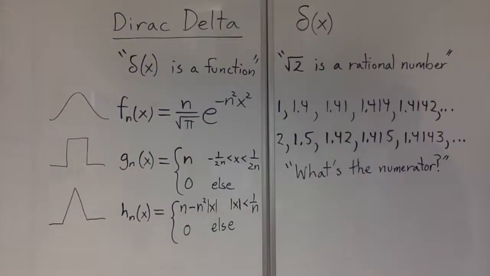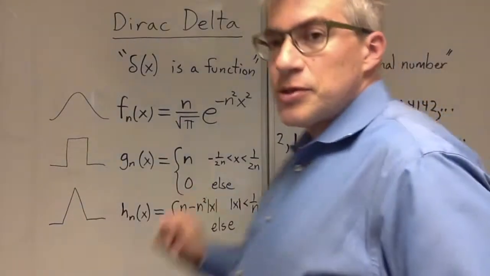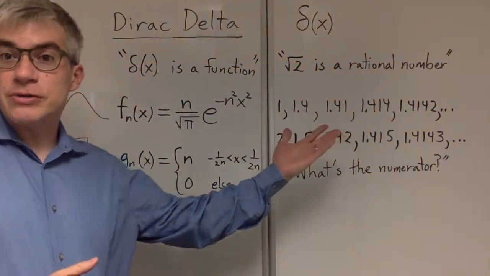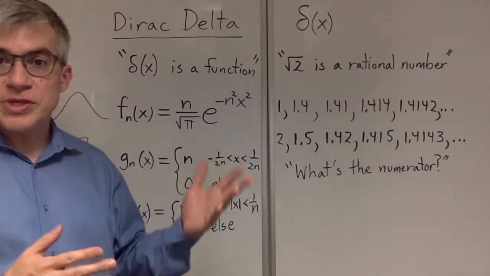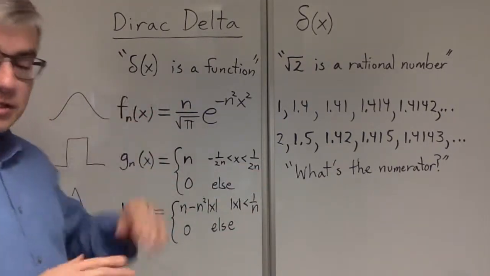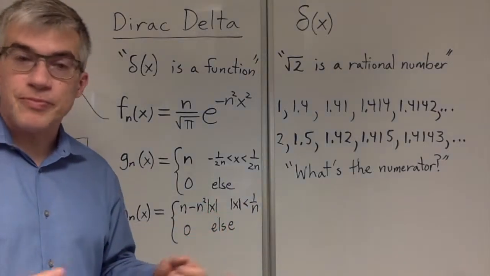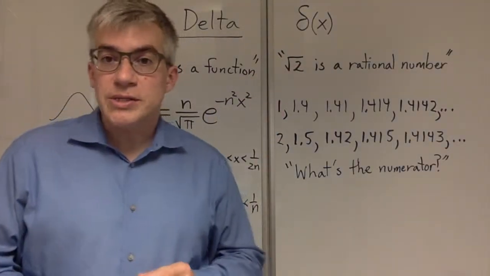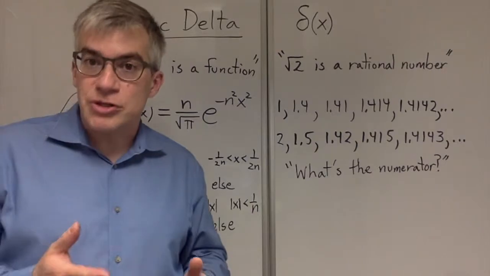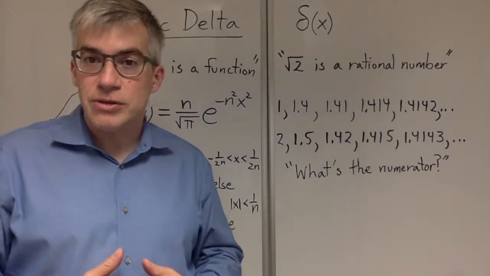Here's an analogy. Calling the Dirac delta a function is like saying the square root of 2 is a fraction, a rational number. Both of these statements are false. The Dirac delta is not a function. It's what's called a generalized distribution. The square root of 2 is not a rational number. It's an irrational number. You cannot write it as a fraction.